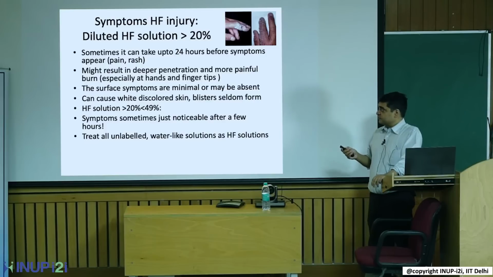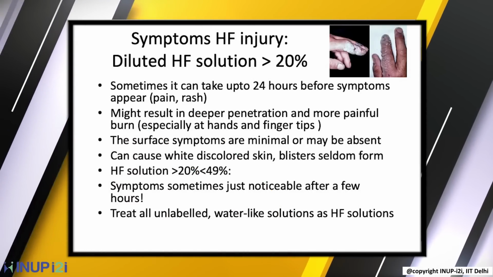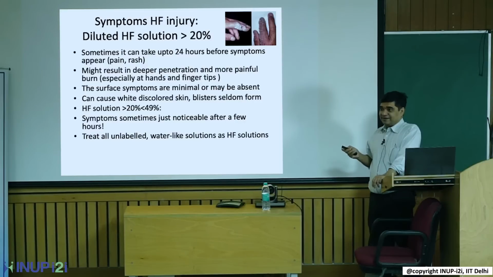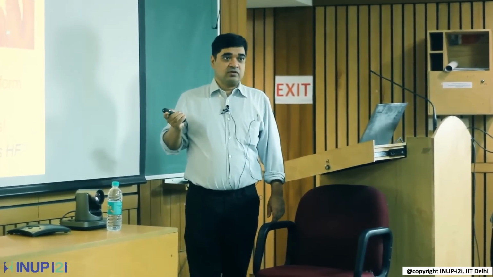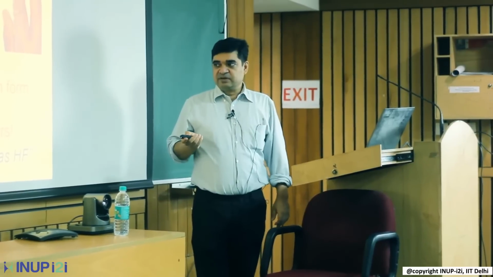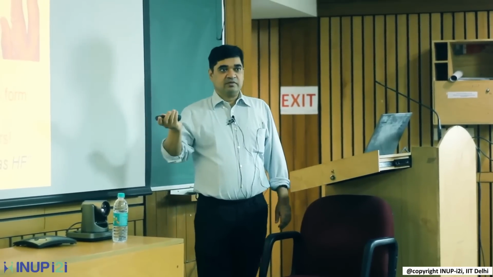HF at less than 20% is actually more dangerous. Why? Because the symptoms take up to 24 hours to appear. By that time the damage has already happened, and once it has gone in, it will start to eat, and at that point you can't do much about it. So you may not notice symptoms on exposure, but you may notice later on. That's the problem with this.